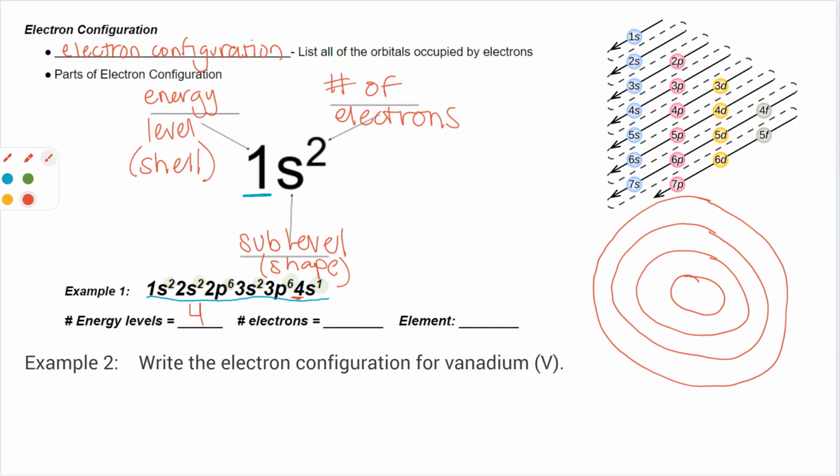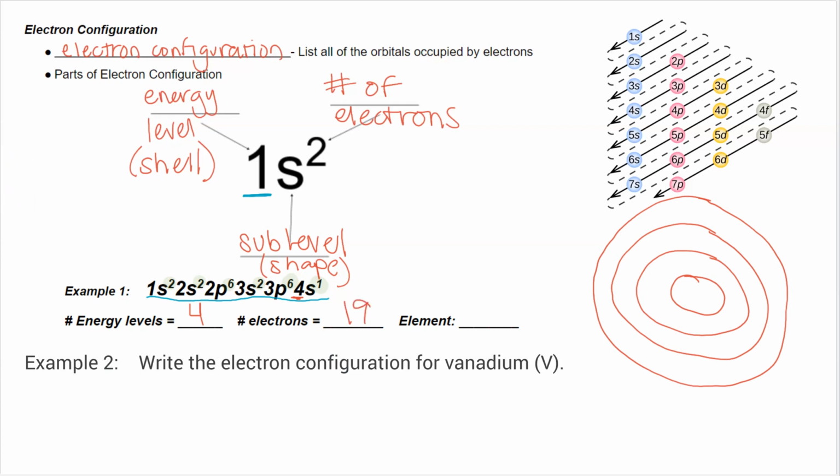So if you add up the total number of electrons, 2 plus 2 plus 6 plus 2 plus 6 plus 1, there are 19 total electrons. Whoops, got my wrong pin there. Let's go back one. Let's try that again. There are 19 total electrons, okay?